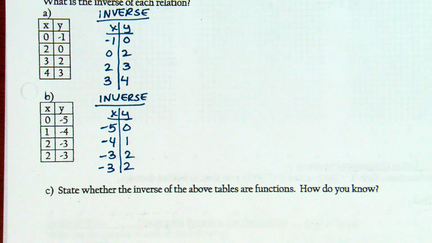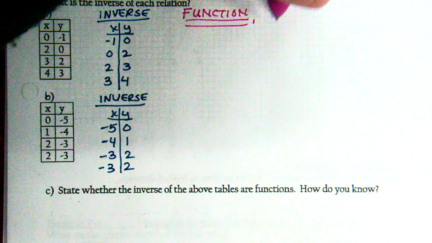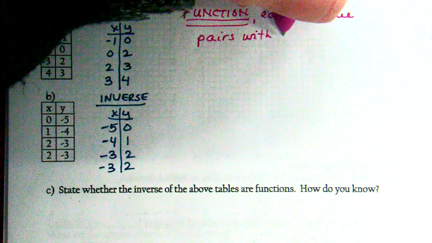So I'm going to, off to the side here, write function, as in, yes, it is a function. And I'm going to put my reasoning down: each x value pairs with exactly one y value. So that's my explanation. If you look back in your notes later, trying to figure out why you said this was a function: each x value goes with one and only one y value.